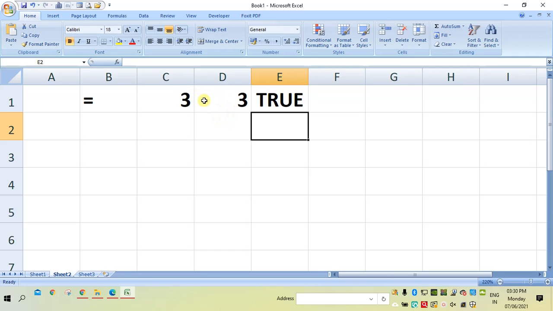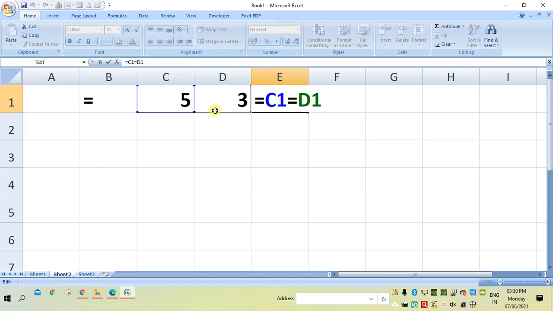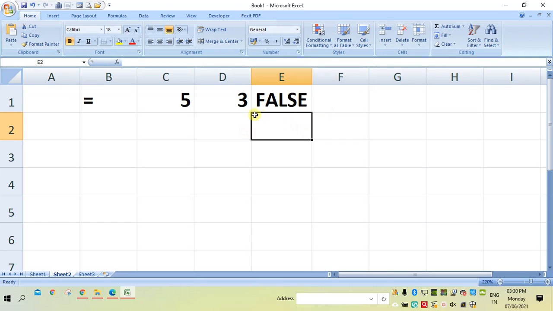For example, I will make it 5. So now 5 is equal to 5. Or you can say C1 means 5, D1 means 3. I am saying that C1 is equal to D1, that is, 5 is equal to 3. Is it true? No, it is not true. Then it will definitely give you false. This way we can compare two numbers. If they are both the same, then it will give you true. If they are not the same, then it will give you false. Both are the same, that's why it is giving true.